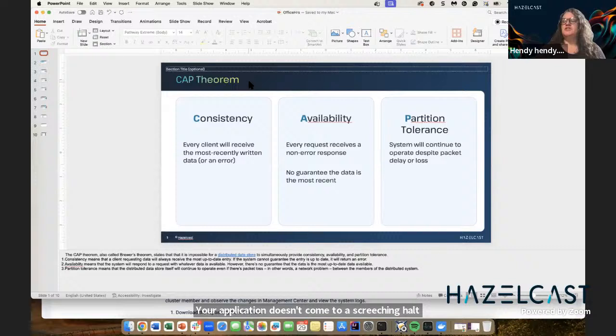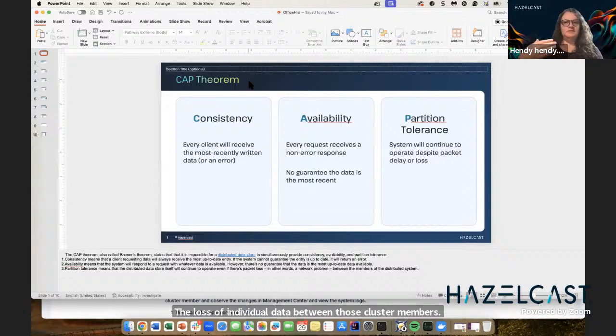And then partition tolerance. If you're dealing with a distributed system, you have multiple individual systems that are part of that cluster. What happens when those individual systems can't talk to one another? Are we still going to deliver data or are we going to do nothing? So the system needs to continue to operate despite delays in communication between those cluster members or the loss of individual data between those cluster members. So that's the CAP theorem.